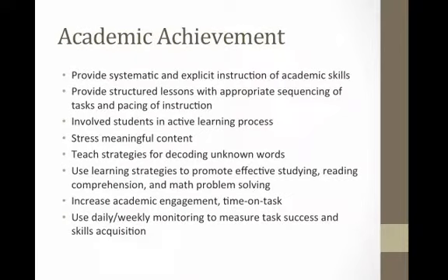Okay, so some factors to help with academic achievement are to provide systematic and explicit instruction of academic skills because of the difficulty of academic responding and engagement, to provide structured lessons with appropriate sequencing of tasks and pacing of instruction. Students with emotional and behavioral disorders are below average academically in reading, writing, and mathematics, so involve students in the academic learning process: practice, apply, and review.